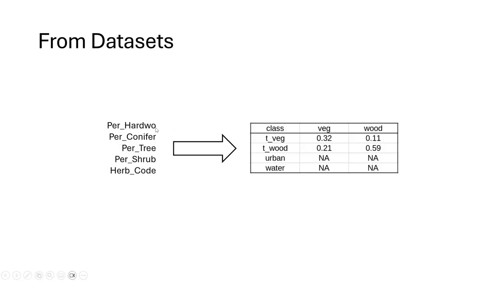Here's an example of just what we had to do. There was percent hardwood, percent conifer, percent tree, percent shrub, percent herbaceous code. We had to then translate those into what amount of vegetation and what amount of wood is going to be there, things like that, to get them to be useful. So you'll just have to read the documentation of the layer to understand how they recorded things and see if you can figure out ways to translate them to useful values for FHAST.